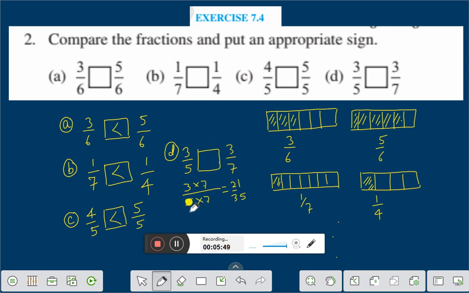In this case also 3 by 7, we will multiply 3 by 5 and 7 by 5, then we are getting 5 threes are 15 and 5 sevens are 35. Here you see that 21 by 35 is greater than 15 by 35. Therefore 3 by 5 is greater than 3 by 7. Okay, that means you have to make the denominator same.